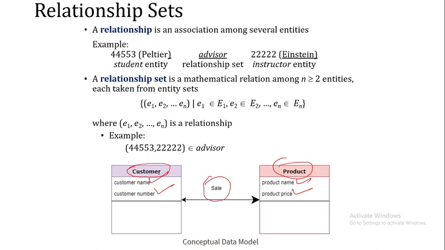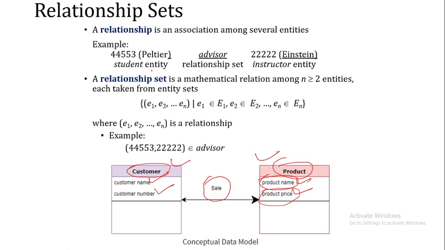This relation exists in your sell. This customer sells this product, or purchases this product. Something like that, there exists a relationship between your customer and the product. This is exactly how a relationship is defined between two entity sets.